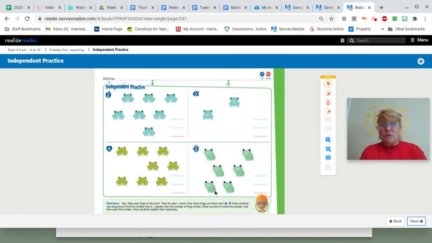Okay, this is the independent practice. So I usually don't even do this with you. I just do the guided practice with you. This one, you're going to do the exact same thing. If I look down here at the directions, it says, Alex sees frogs at the pond. Then he sees one more. How many frogs are there now?